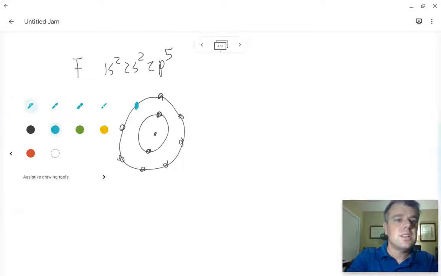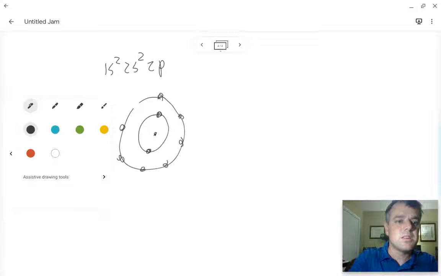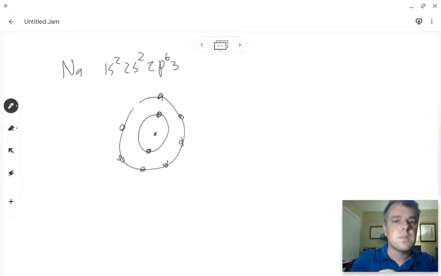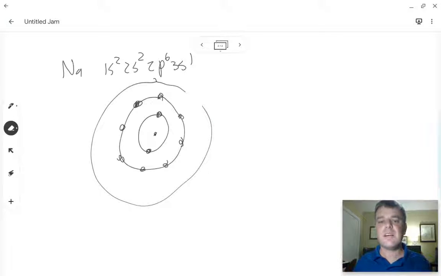Right? On the other hand, if we were to consider our friend sodium, which has one lonely electron out here in the third energy level. When sodium, which is a metal, loses its one electron to become Na+, it has lost that entire third energy level, and so it gets smaller.